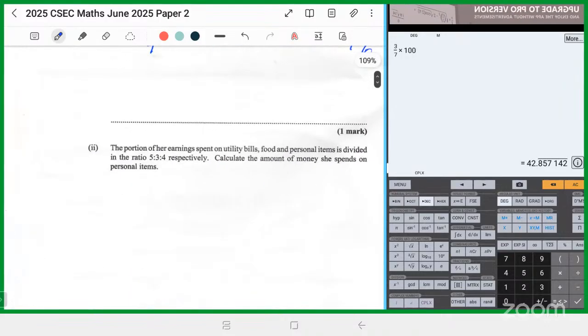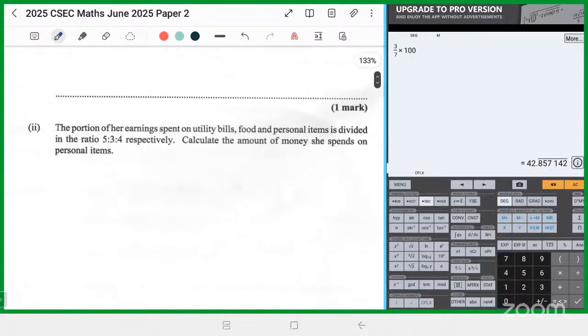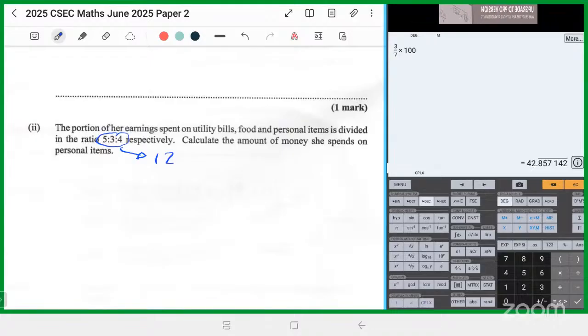Next part says the portion of her earnings spent on utilities, food, and personal items is divided in this ratio. The total parts in this ratio, I might say 14, but not 14. It's 12: 5, 3 and 4, so 12. So the total parts in this ratio is 12. 12 total parts.